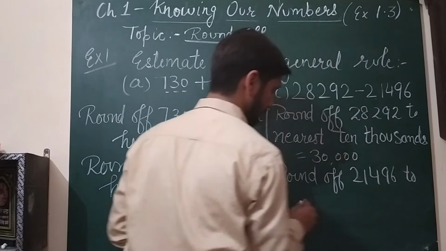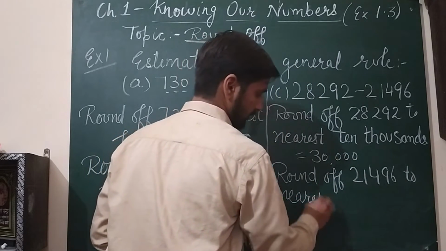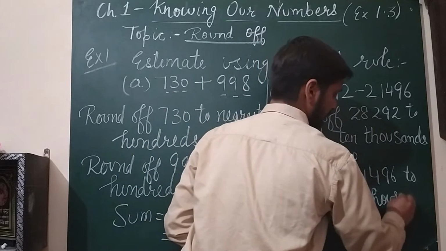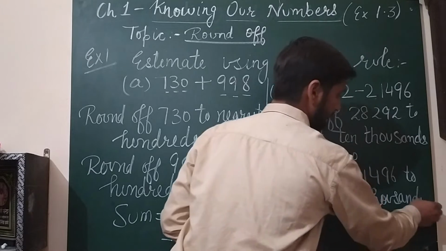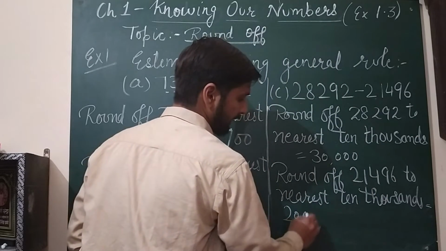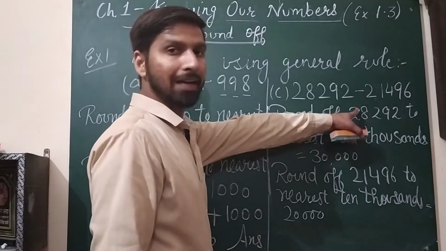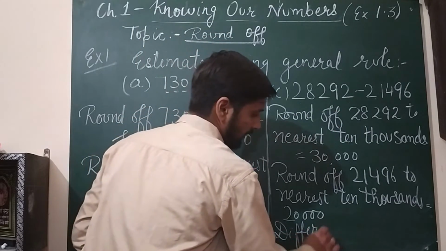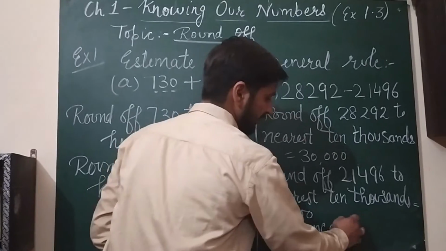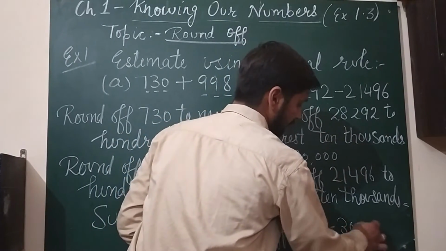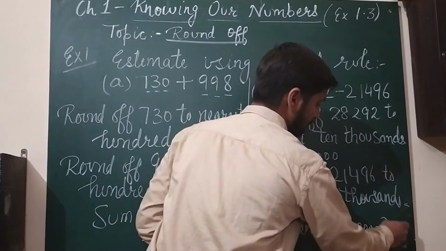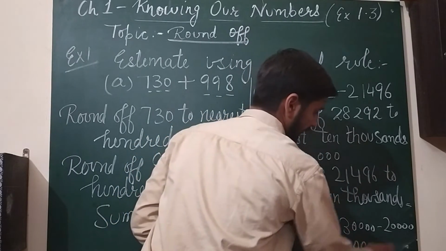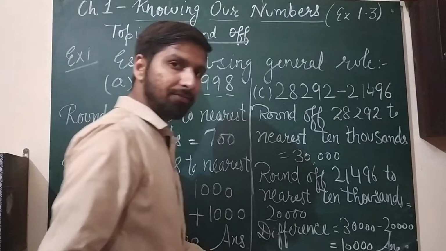Similarly, round off 21,496 to nearest 10,000s is equals to 20,000. Now I have to subtract these numbers. So for subtraction, I'll find the difference, and the difference is 30,000 minus 20,000, which is equals to 10,000, which is the final answer.